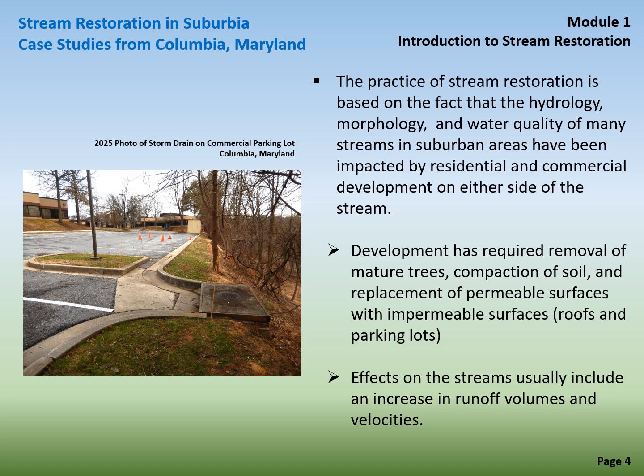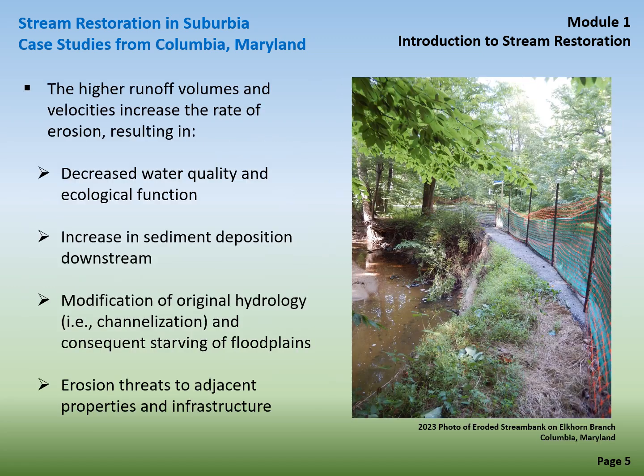The problem is when you cut down those trees, now that water stays in the water table, stays in the watershed, and now it becomes runoff. When it rains, the available storage space fills up much quicker and becomes runoff. And so these effects on the streams, this elevated runoff, usually includes an increase in the runoff volume and the runoff velocity. And the higher velocity increases the rate of erosion within the streams.